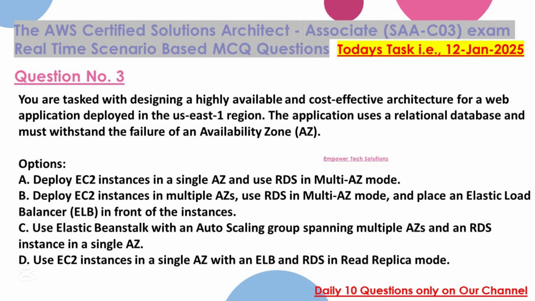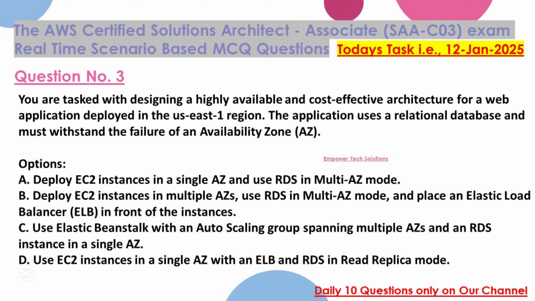You are tasked with designing a highly available and cost-effective architecture for a web application deployed in the East 1 region. The application uses a relational database and must withstand the failure of an availability zone, AZ. Options: A. Deploy EC2 instances in a single AZ and use RDS in multi-AZ mode.